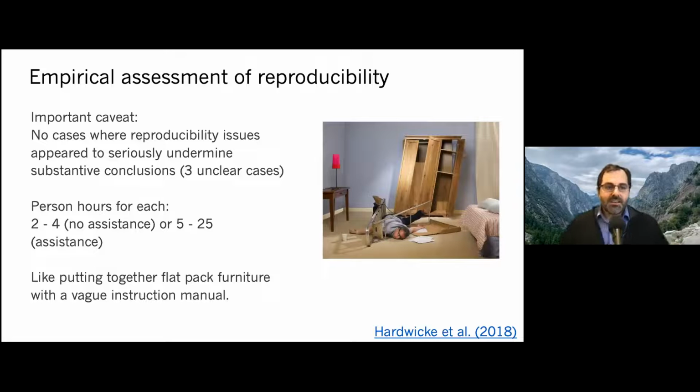Okay, so as I said, there was no case where the reproducibility issue clearly undermined the substantive conclusion. There certainly are cases like that, and we've experienced them in other reproducibility audit studies, often less systematically conducted because we're interested in a particular finding or whatever. But these were like putting together flat pack furniture with a really terrible instruction manual. It was very, very hard work.